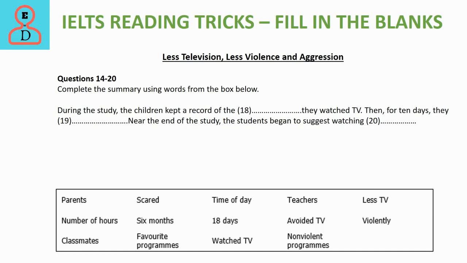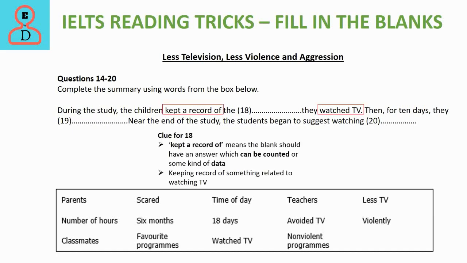Now moving to blank 18. Here the keywords are kept a record of and watched TV. If you are keeping a record of something, then generally it is something which can be counted or some kind of data in numbers, which is related to watching TV. So, among all the options, only number of hours fits the description that children recorded for how many hours they watched TV.